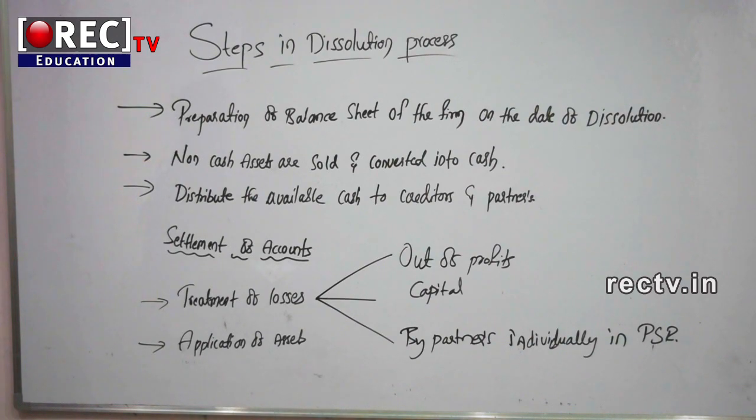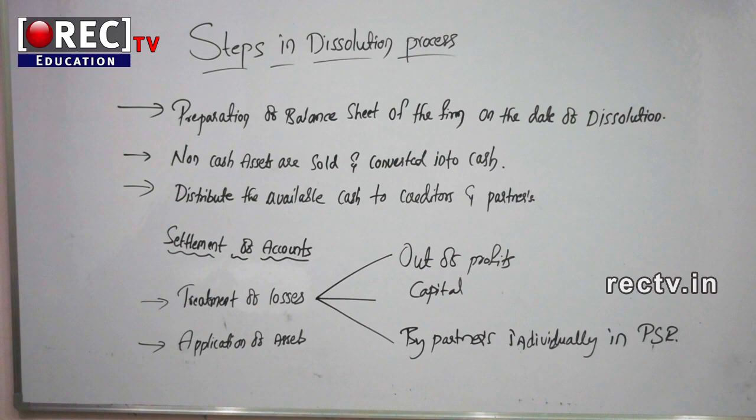After that, how you settle your accounts, that is settlement of accounts. Settlement of accounts has two heads: treatment of losses and application of assets. Treatment of losses means whatever loss you have, you should set off all those losses, either out of your profits or out of your capital. If profits and capital are not enough to set off losses, the partners individually should bring cash in their profit sharing ratio.